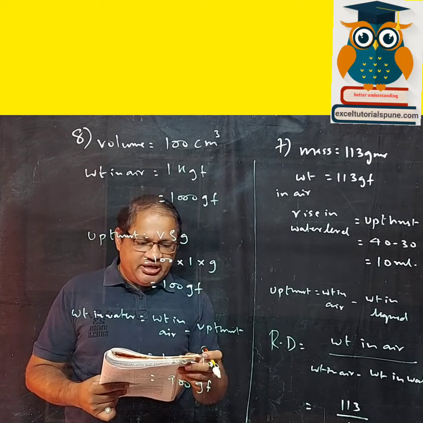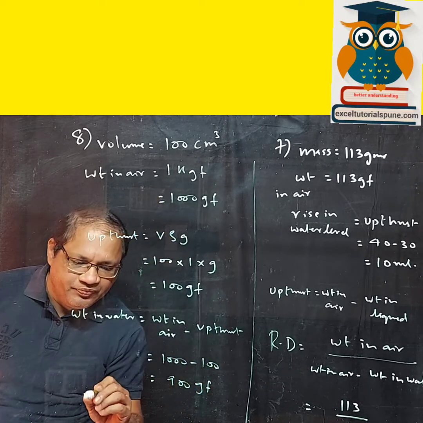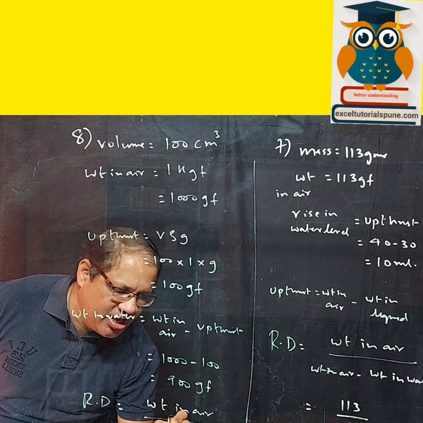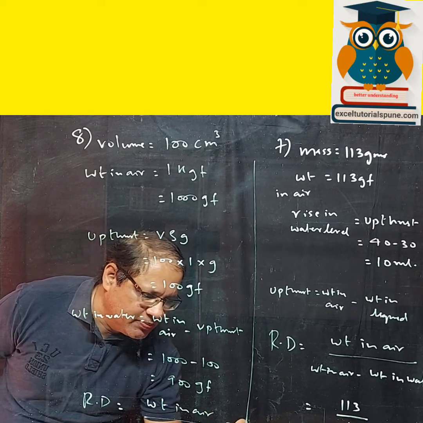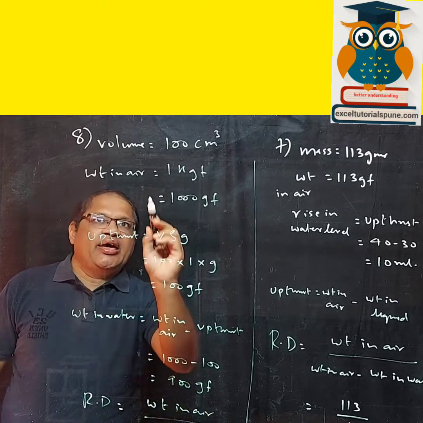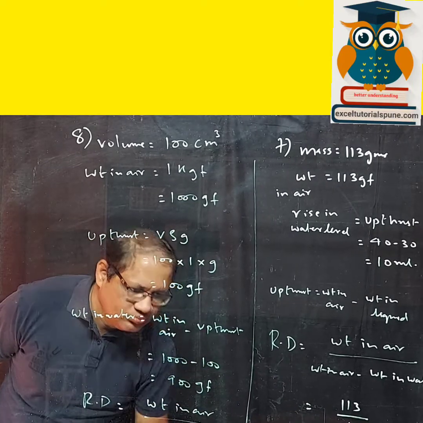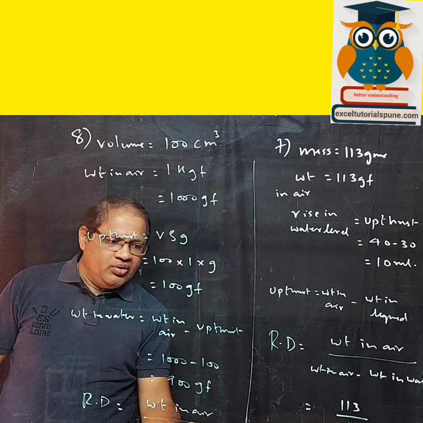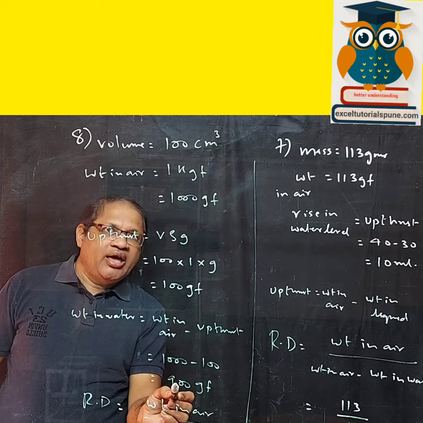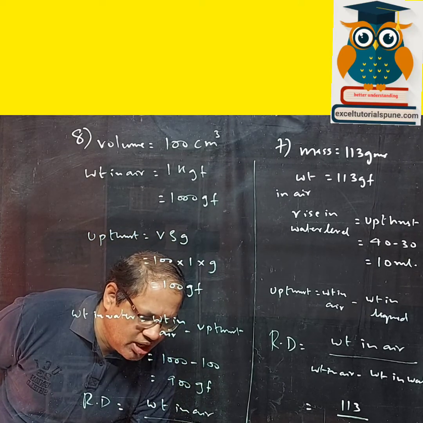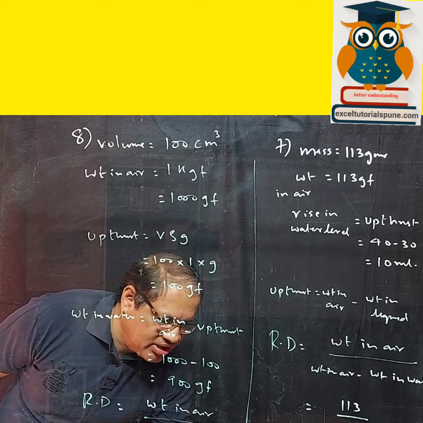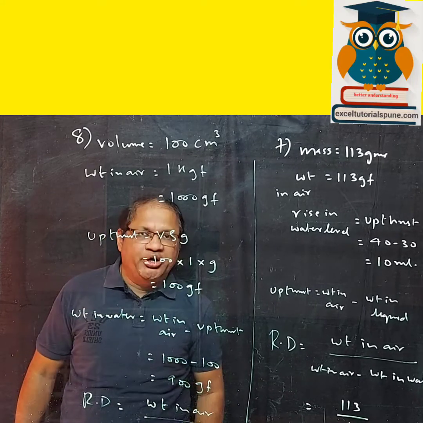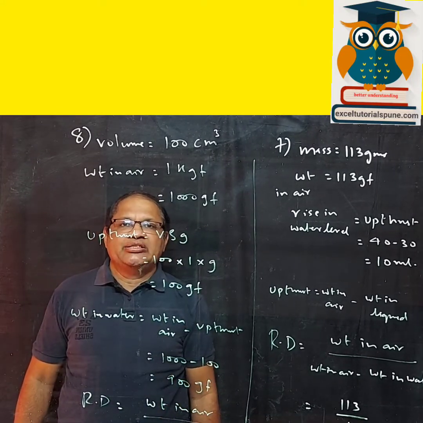So they have asked in the 8th sum weight in water and relative density. Relative density is equal to weight in air upon weight in air minus weight in water. So weight in air again 1000, and then weight in air minus weight in water. Okay, weight in water is 900 and weight in air is 1000. So 1000 minus 900, that is 1000 upon 100. So it is coming to 10. Don't write the unit of relative density. So that's how the 8th sum is done.